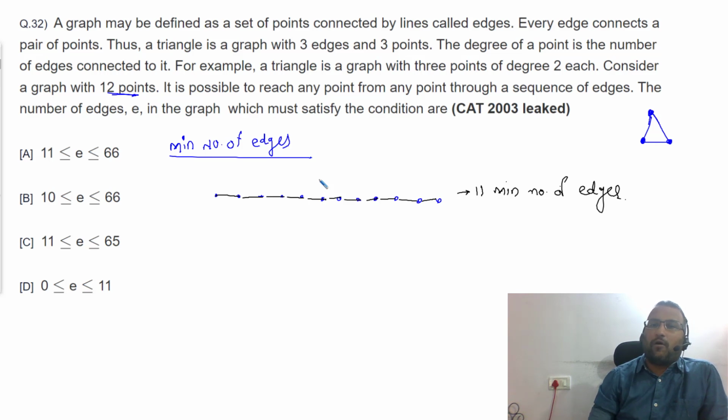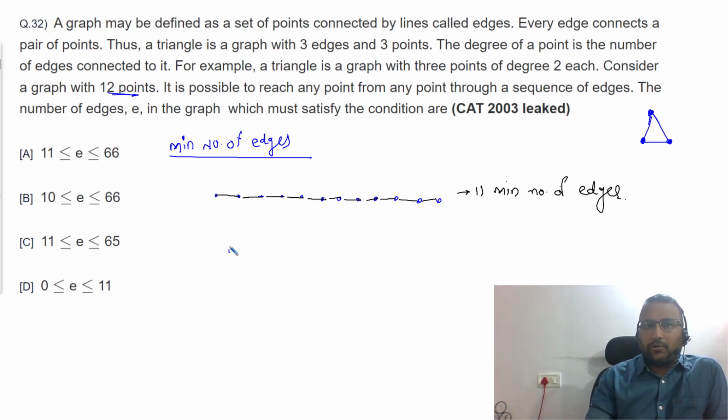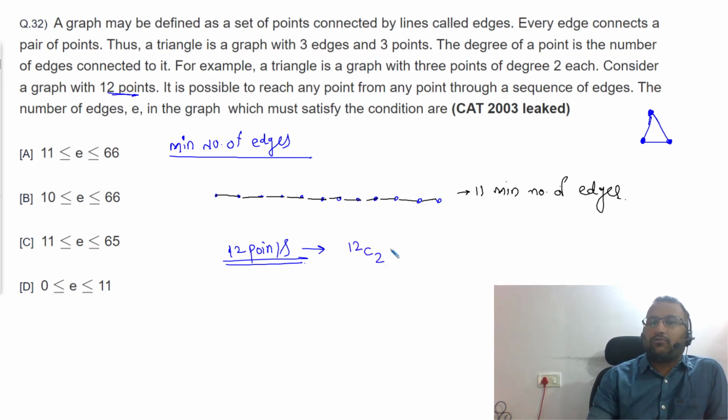And what about the maximum? What about the maximum number? So there are total 12 points. The maximum how many edges you can draw with the help of these 12 points? To draw an edge we need any 2 points. In how many ways you can choose 2 points out of 12 points, everyone? 12 into 11 divided by 2, that is equal to 66, which is the maximum number of edges.